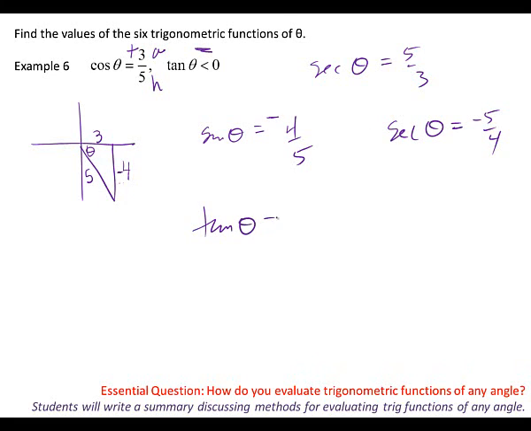All right, the tangent of that triangle is what? Negative 4 over 3, right? Opposite over adjacent. And again, tangent should be negative in quadrant 4. All right, cotangent is what then? Negative 3 over 4. Okay.